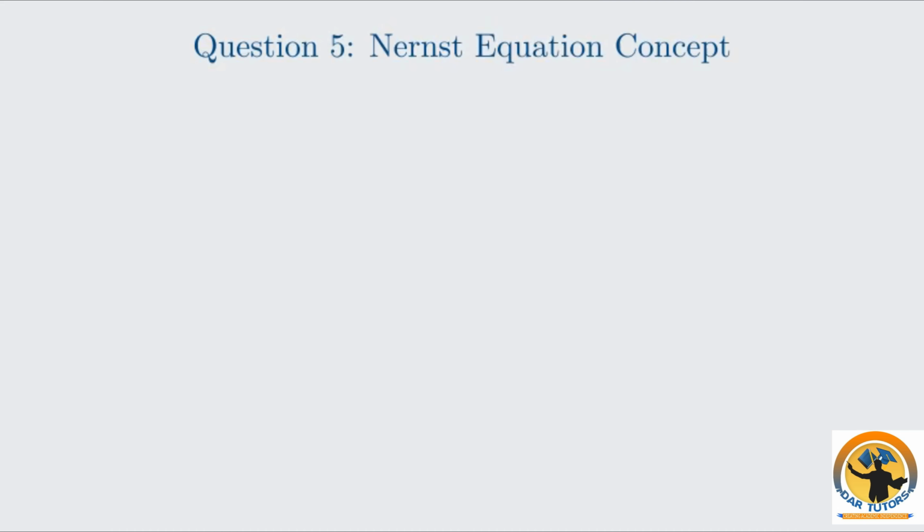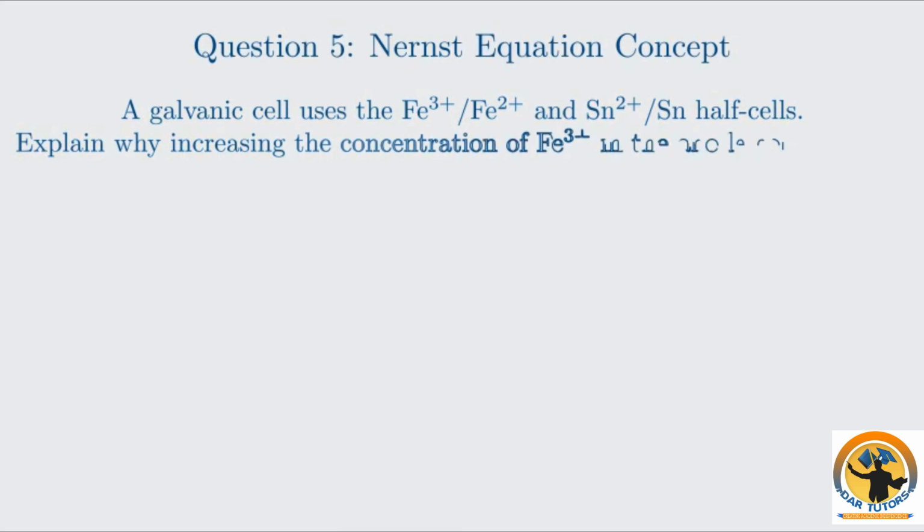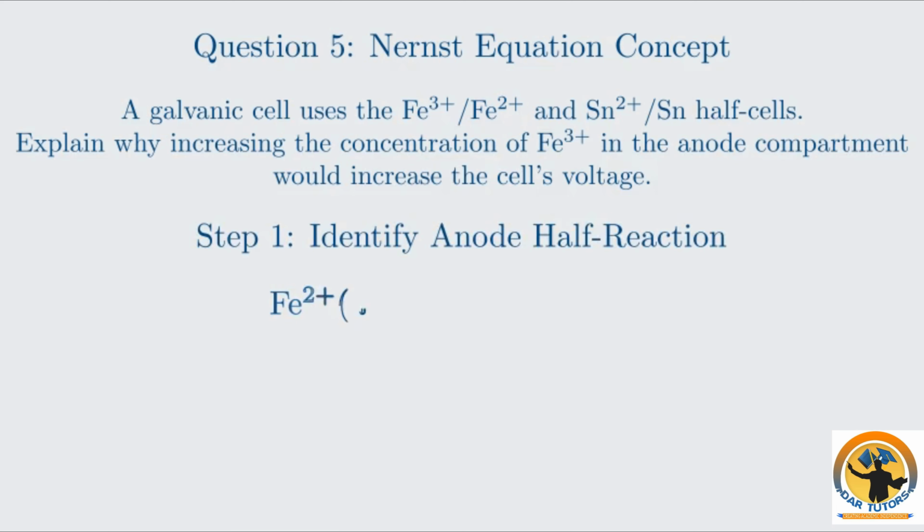Our final question is a conceptual one, testing your understanding of the Nernst equation and Le Chatelier's principle. We are asked to explain why increasing the concentration of Fe3+ ions in the anode compartment of a galvanic cell would increase the cell's voltage. Let's assume the iron half cell is the anode, which means it's undergoing oxidation, not reduction. So the reaction at the anode is the oxidation of Fe2+ ions to Fe3+ ions, releasing one electron.